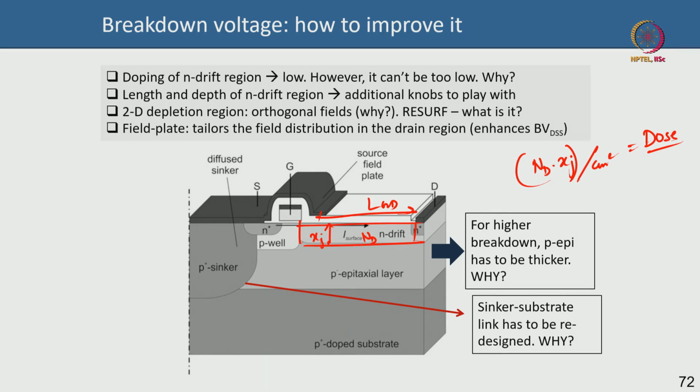Field plate we have already talked about, and for this, the thickness has to be also as thick as this at least, because the fields will penetrate. You do not want the field to reach this p type p plus, because it will break down. So it cannot be very thin. And depending on the device, the sinker needs to be designed, because you want this maximum conducting, minimum resistance part here. Now a very important thing here is RESURF.